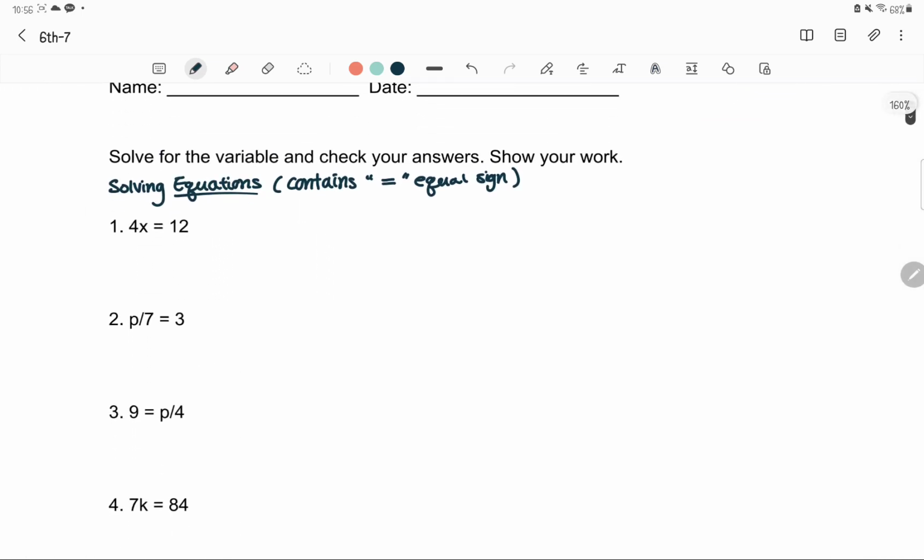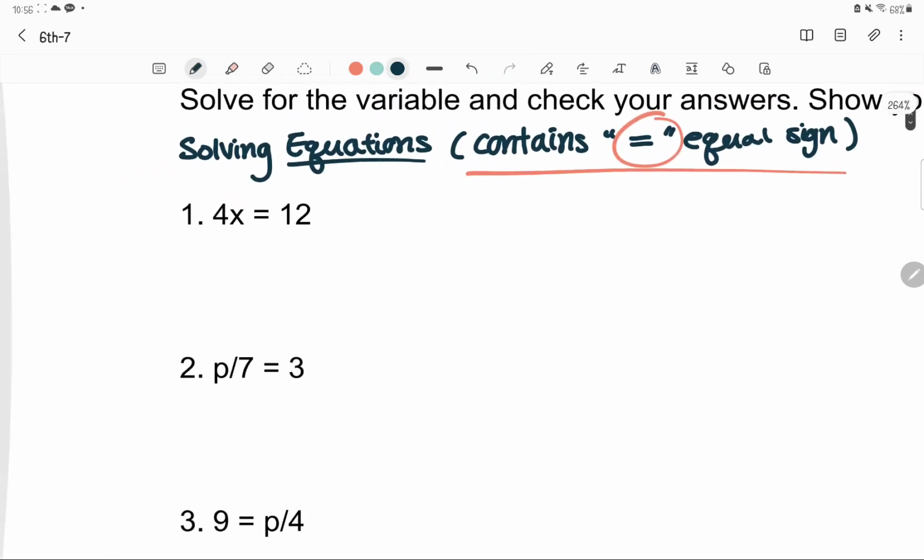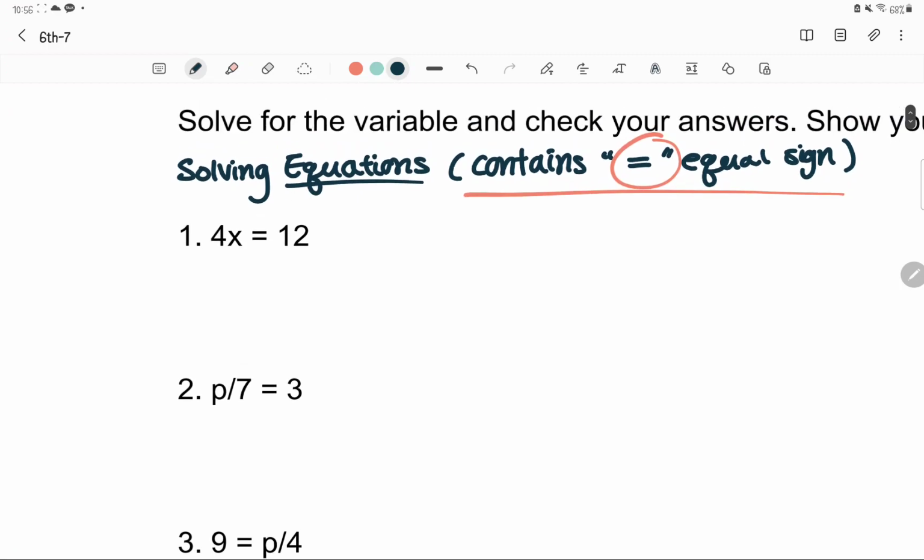So let's start off with number 1, which is solving equations, and by definition, it contains an equal sign. So let's work on number 1. It says in the direction to solve for a variable, which means the letters, in this case x, and for number 2 is p.